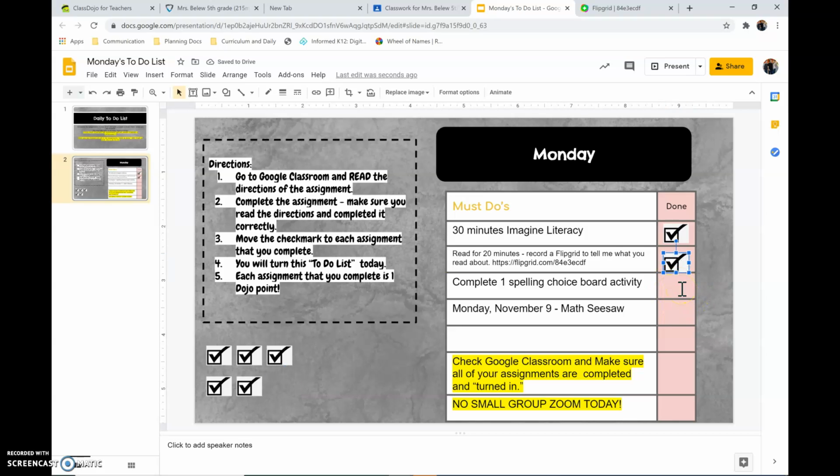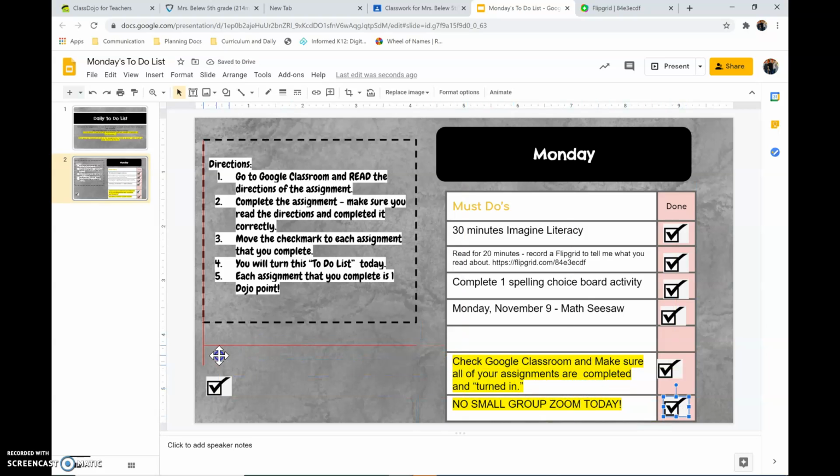Complete one spelling choice board activity. After she does that, complete that, put that check mark there. And then the math independent seesaw, and after she does that, she would move that check mark there. And then she would go into Google Classroom and make sure every one of these assignments are marked as done or turned in. After she's done that, she moves the check mark. And there's no small group Zoom, so she would just go ahead and move the check mark there.